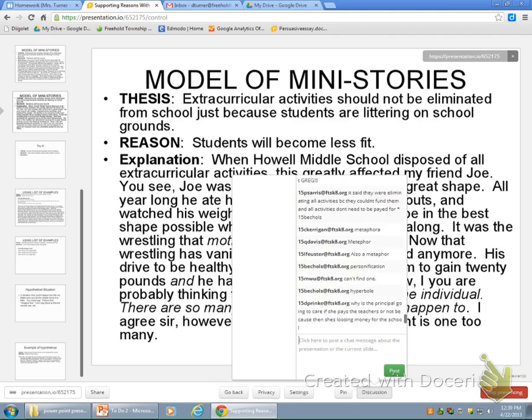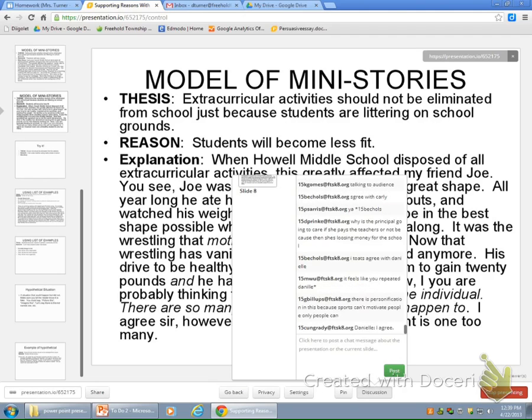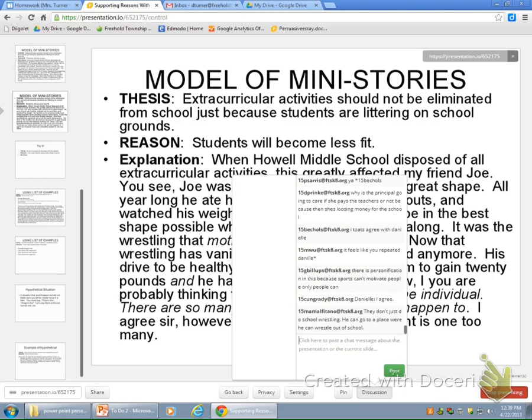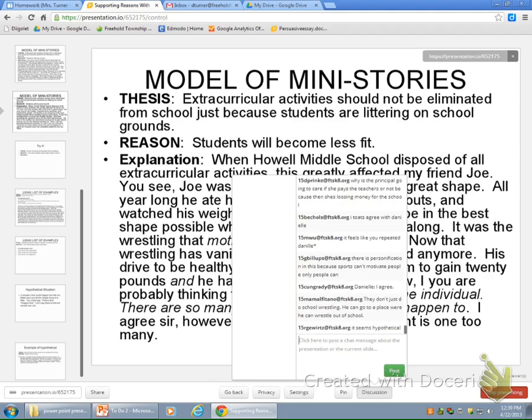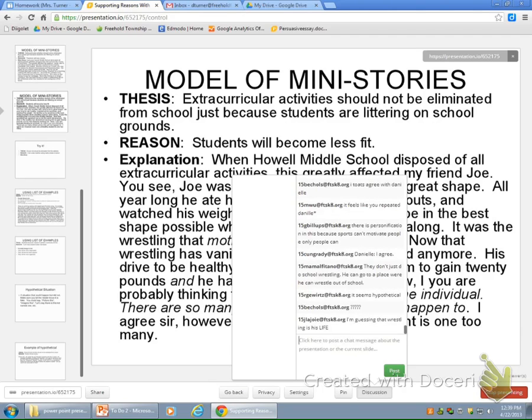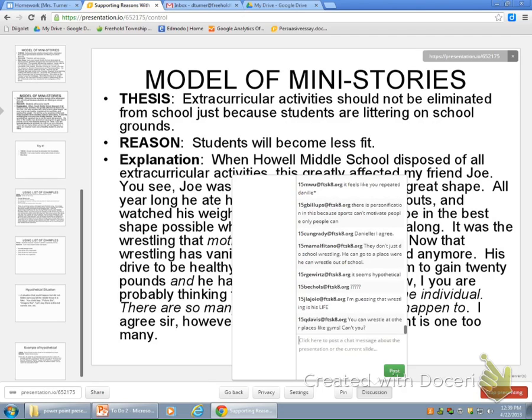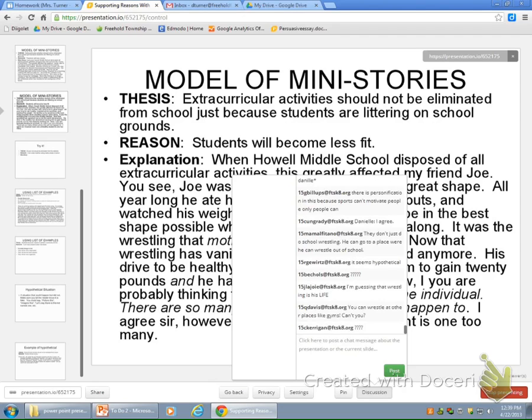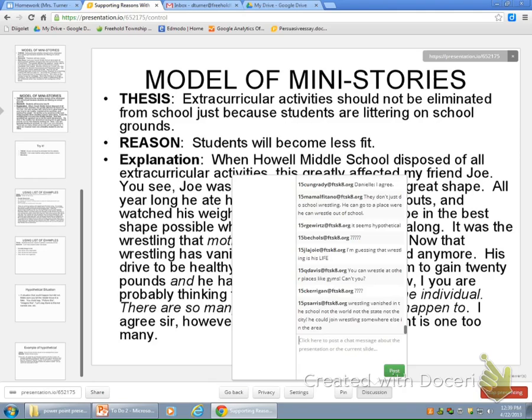So Danielle is saying, okay, why is the principal going to care if she pays the teachers or not, because then she loses money for the school. Thoughts on that? So you're almost disagreeing with the reason. You're saying that the reason doesn't really appeal to the audience. Any thoughts on that? Agree, disagree? I kind of disagree. Because, I mean, the principal, she does care for her teachers. She doesn't want her teachers to lose money. She genuinely cares. Go ahead. Wouldn't she care more about the students getting what they need more than the teachers getting extra money?